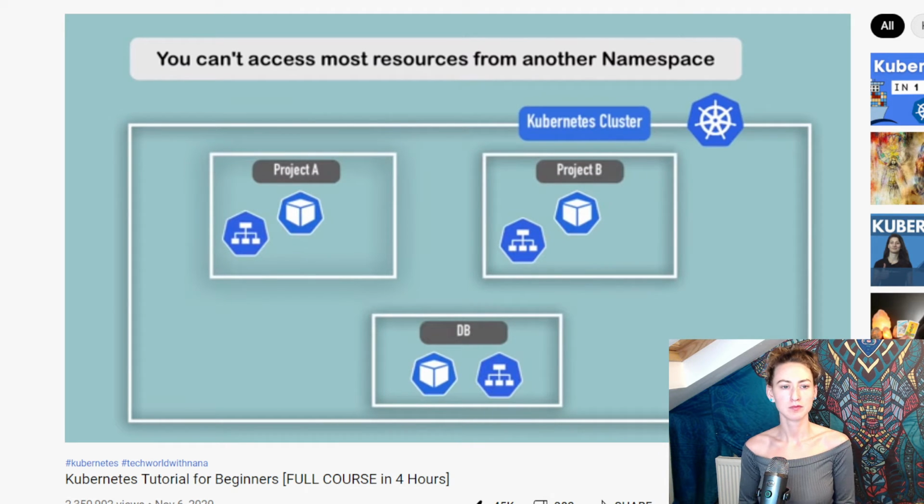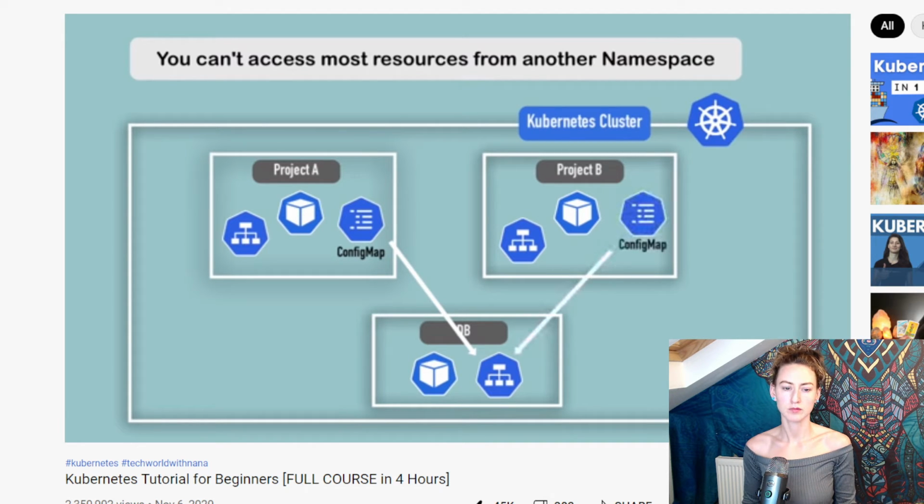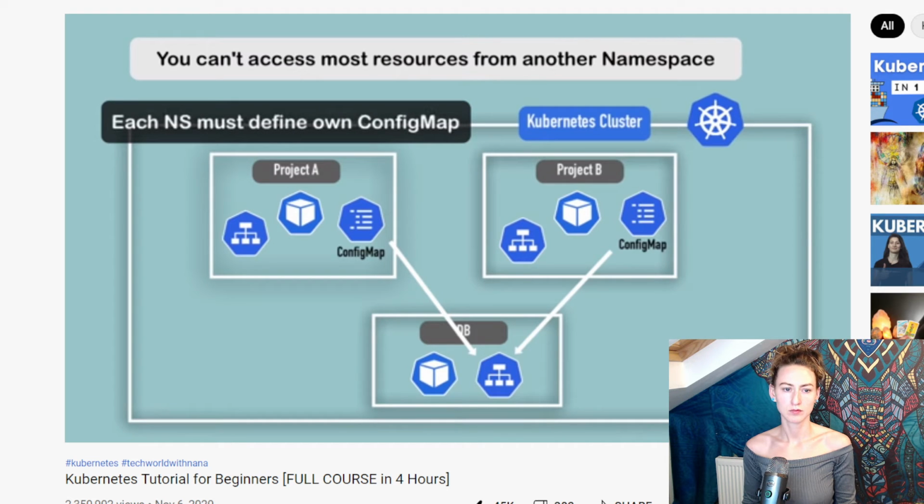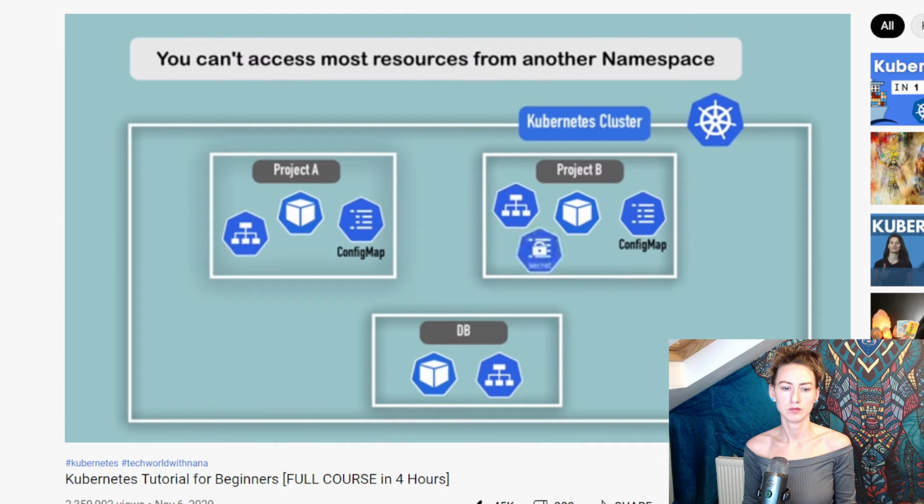So for example, if you have a config map in project A namespace that references the database service, you can't use that config map in project B namespace, but instead you will have to create the same config map that also references the database service. So each namespace must define its own config map, even if it's the same reference. And the same applies to secret. So for example, if you have credentials of a shared service, you will have to create that secret in each namespace where you are going to need that.